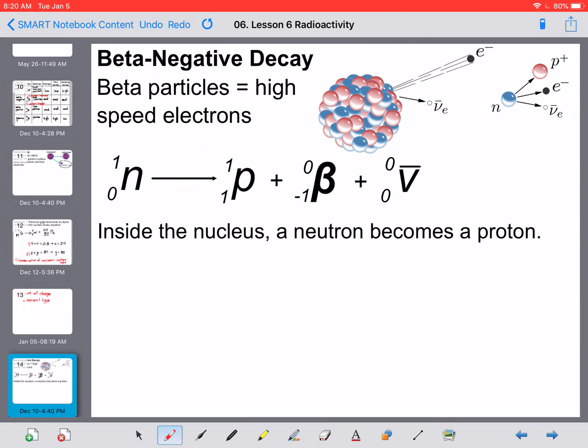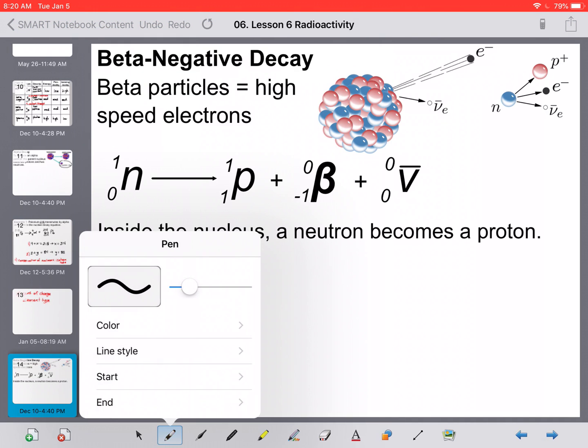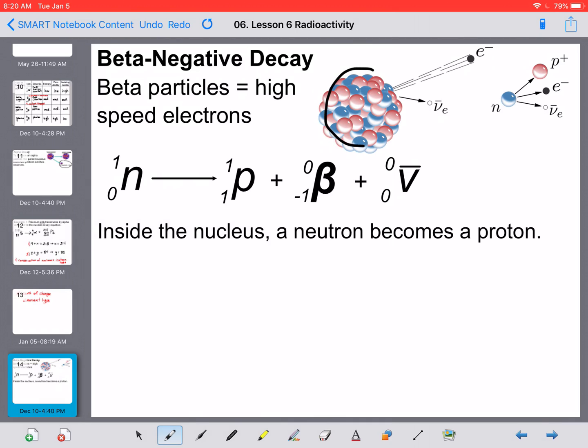Okay, the next type of decay that we're going to look at is beta negative decay. So remember, beta particles are high-speed electrons. Here's a picture of what's going on. So we have a parent nucleus right here, and inside this parent nucleus, a neutron actually becomes a proton. We'll talk about how and why that can happen later in the course. But a neutron turns into a proton, and when this occurs, you end up with two byproducts. So neutron becomes a proton, but then you also end up with your beta negative particle, which is really just a high-speed electron. And we end up with this other particle right here, which we haven't looked at yet.